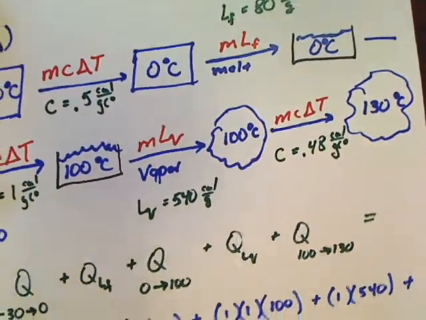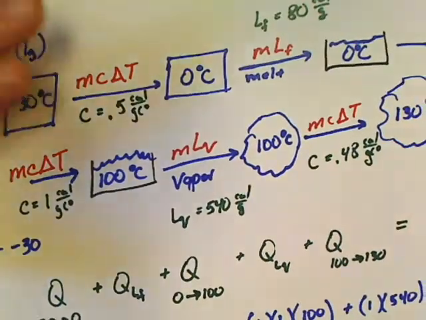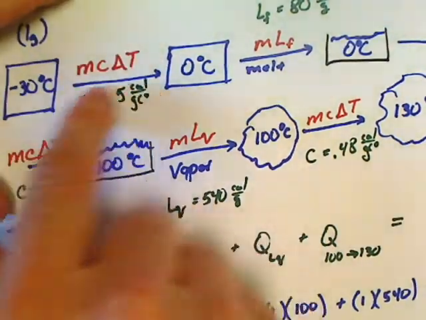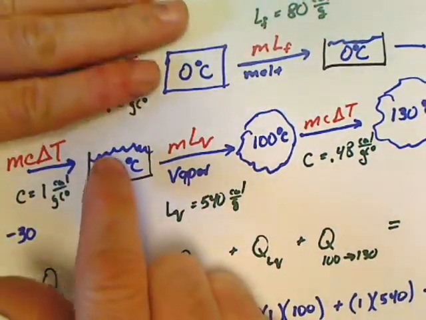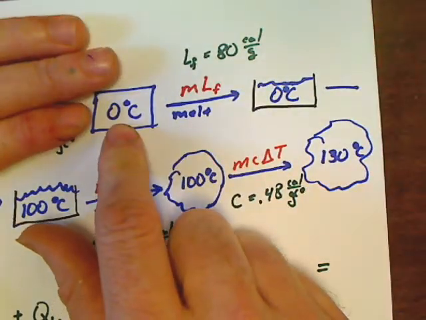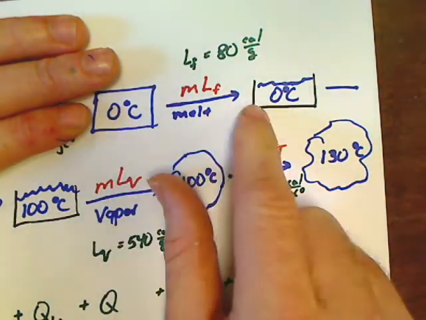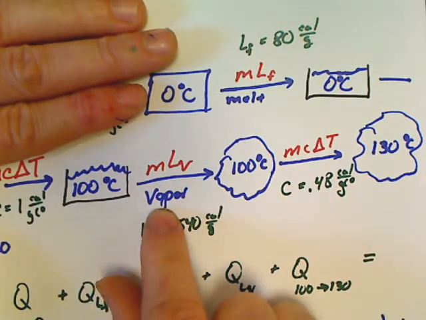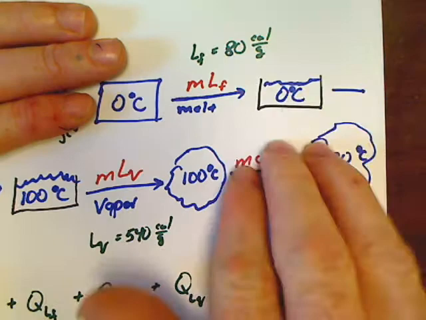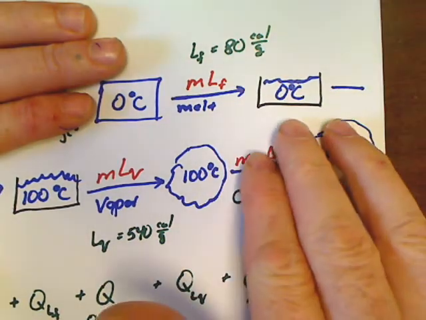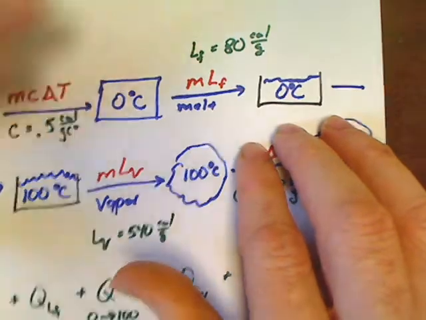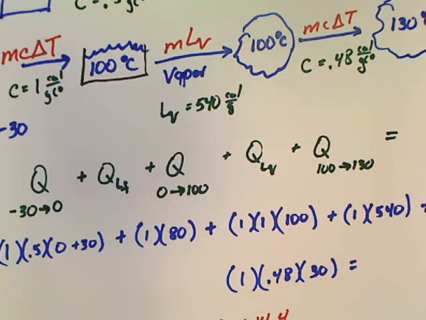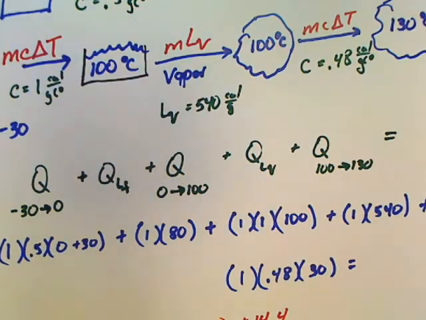A lot of times a problem will start you with a piece of ice at 0. Well, hey, that's awesome. If it starts with a piece of ice at 0, I get to skip this entire first MC delta T. So I can just melt it, and once it's melted, I can heat up its temperature to 100. Then I can boil it, vaporize it. A lot of times they'll cut off this end. They won't even ask you to heat up the steam, and you'll only have like 3 Qs. So this, 1, 2, 3, 4, 5 Qs, is as big as it gets. In reality, you shouldn't see anything bigger than this.